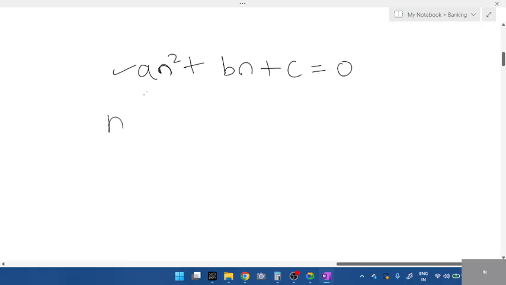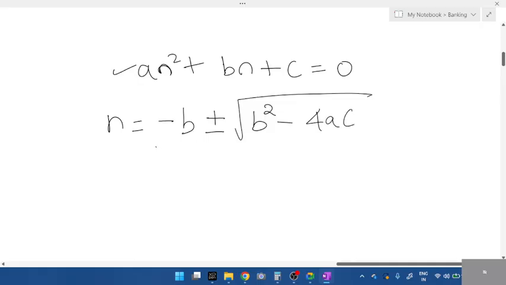Next, in order to find the n value, what's the formula? Minus b plus or minus square root of b square minus 4ac, this entire thing divided by 2a. Write it separately. Remember this whenever they ask time period. Previously they have asked a few questions. Next question I'll just explain, and you'll try it for homework.